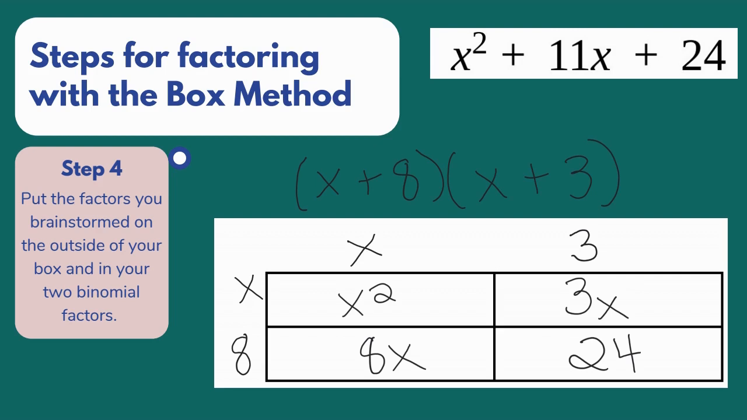And if we wanted to double check, we could just do this multiplication together really fast. We could do x times x, which is x squared, x times 3, which is 3x, x times 8, which is 8x, and 8 times 3, which is 24. And again, if I added together 8x and 3x, that would give me 11x. So I worked backwards, and our two binomial factors are correct.